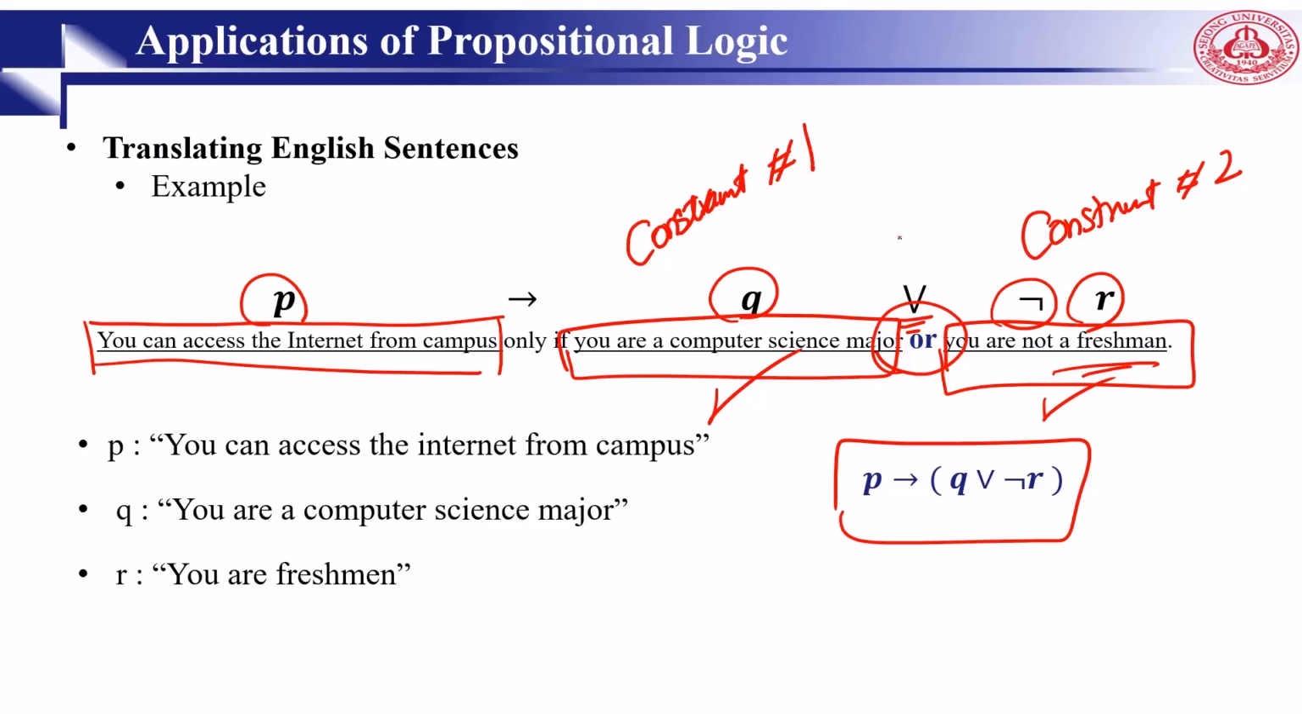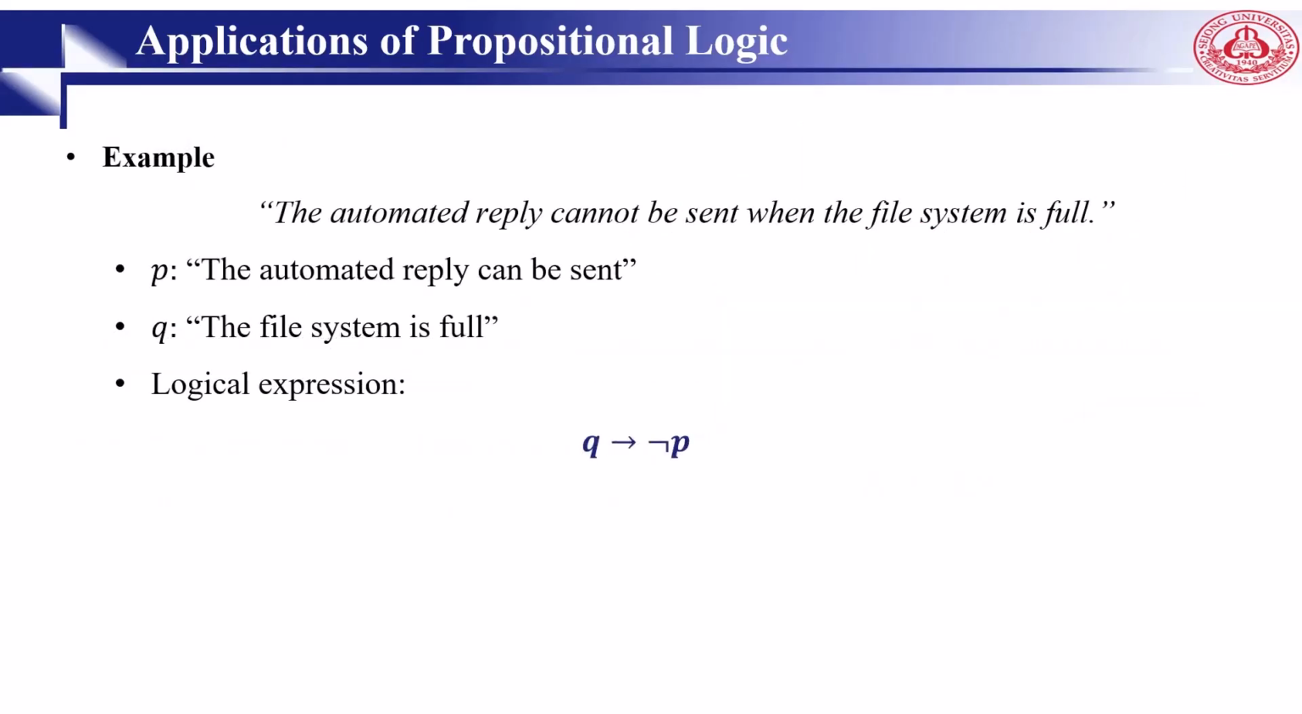So if this is AND, right, then what happened? Only computer science students who are not freshmen, so junior, sophomore, and senior can access. So if we change this operator to AND, all the computer science students except freshmen can access the internet. So this is how we can use it.